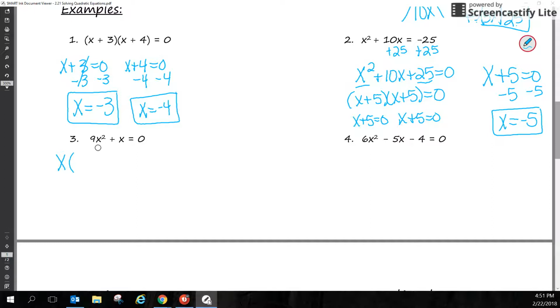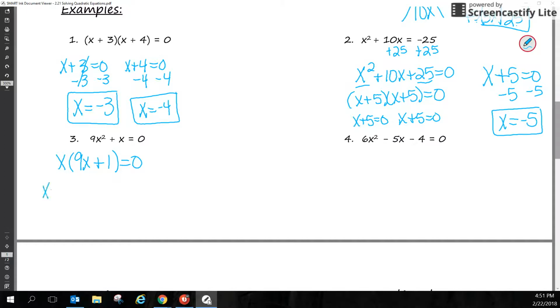What times x will give me that 9x squared? That would be 9x, because 9x times x is 9x squared. What times x gives me x? That's 1. Now I've got one factor of x. The other factor is 9x plus 1.